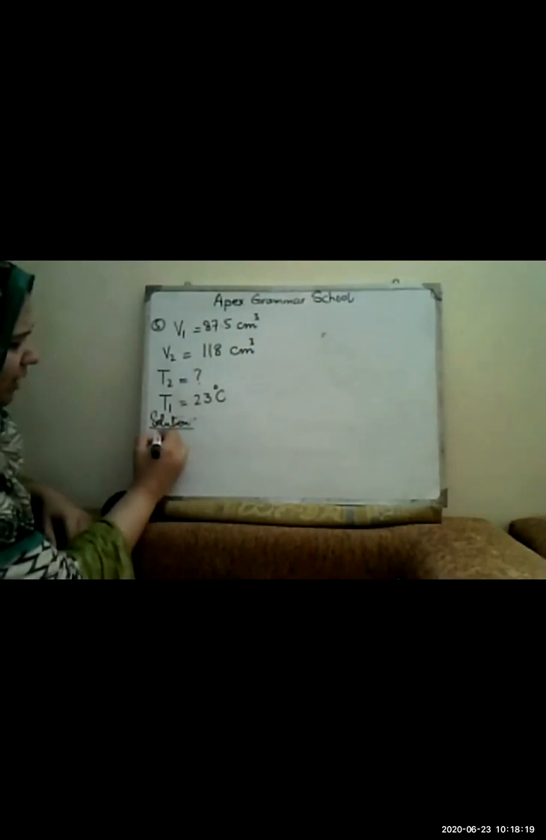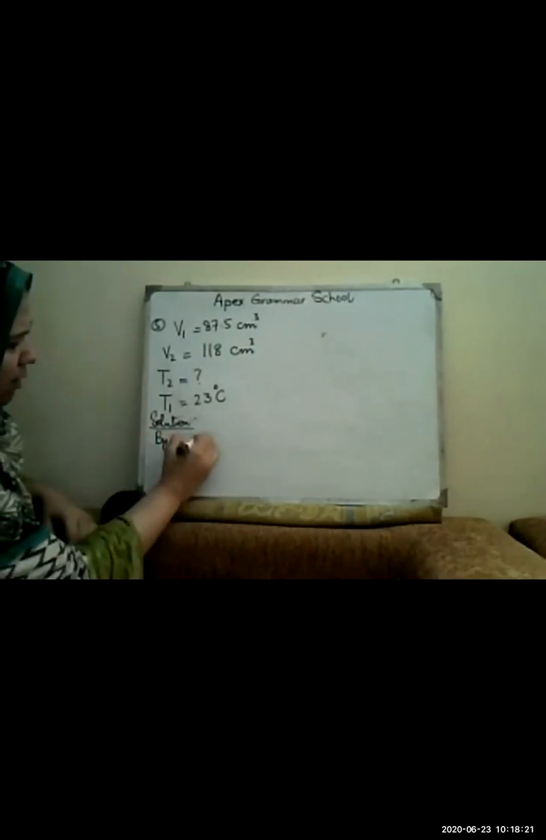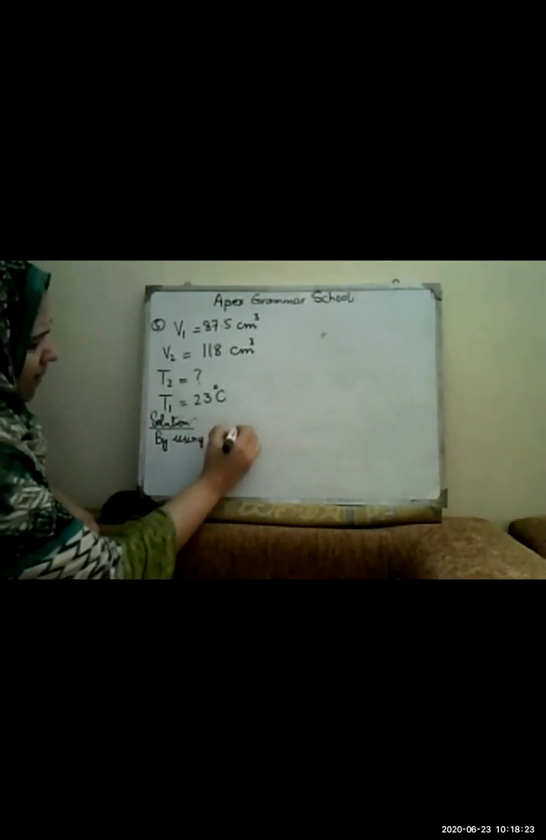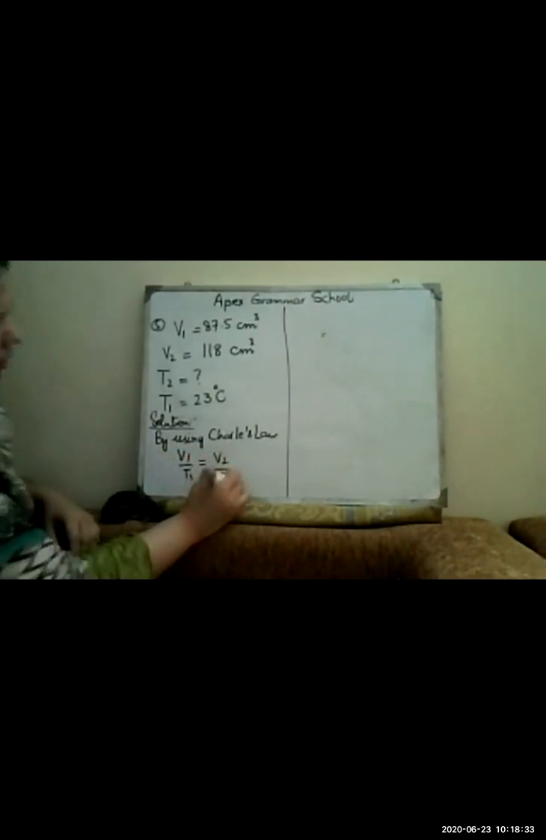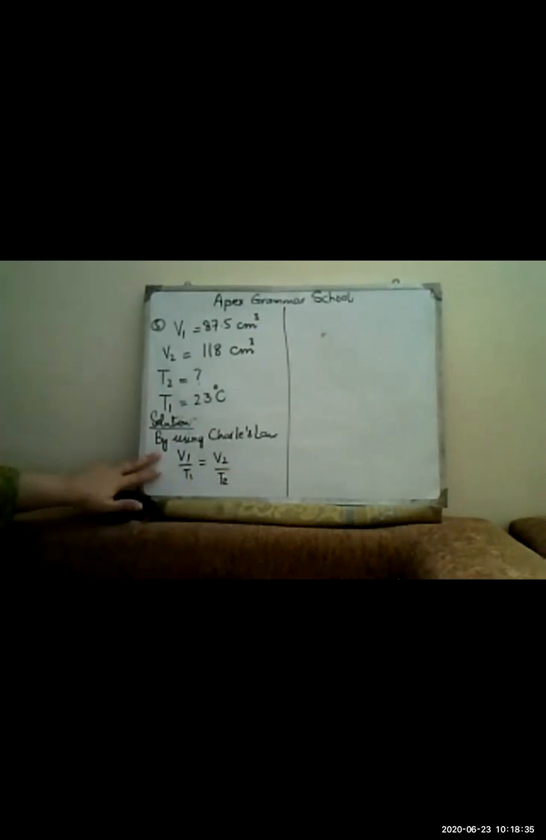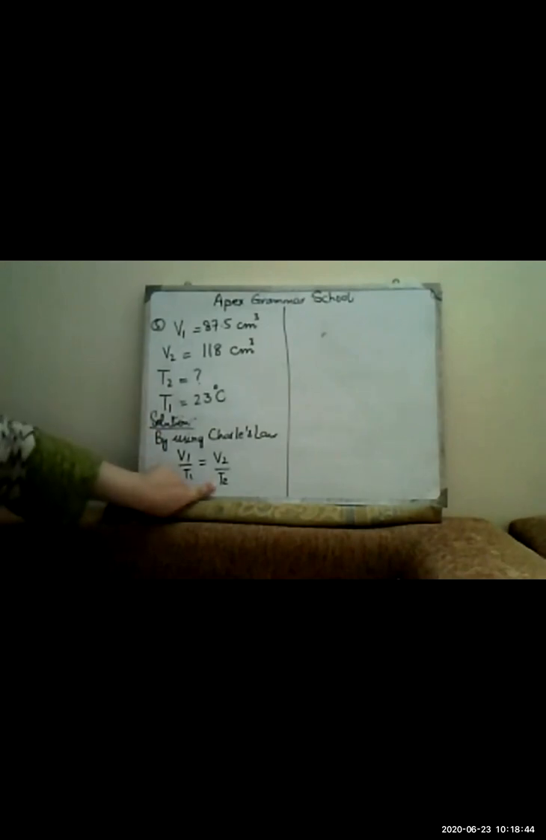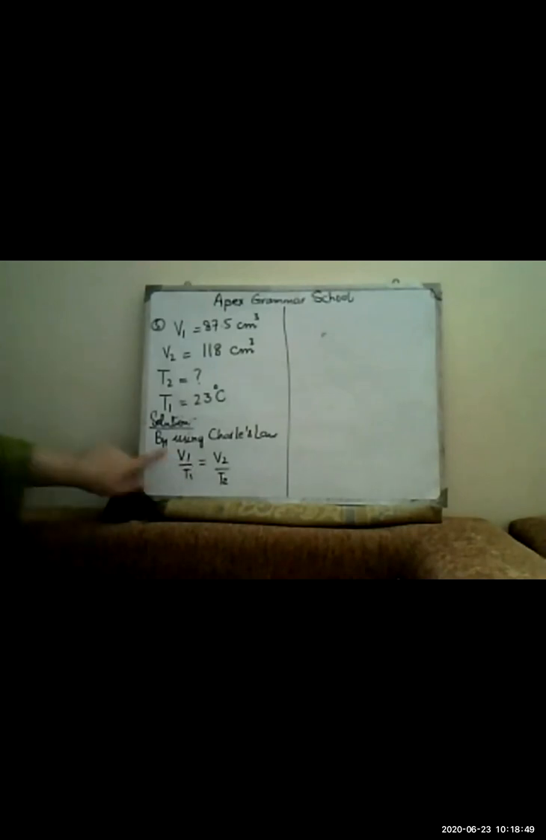Now you will write down by using Charles law, which was V1 over T1 is equal to V2 over T2. So while applying this formula, you have to first write down what we are going to apply, that was Charles law. So V1 over T1 is equal to V2 over T2. Now we have to determine T2. T2 will be on the other side and V2 will go over on the other side, and it will be multiplied over. So we will write down T2.